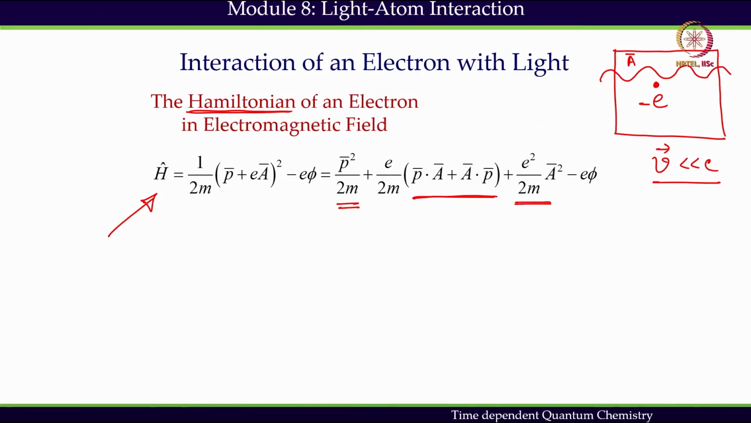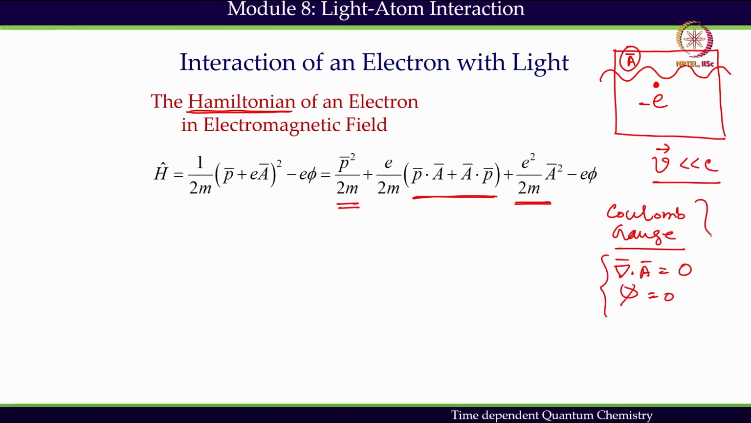Because we have already said that we'll use a certain additional condition to define A. There is an A which originates due to propagation of light in the medium, but we are going to define A in a certain way. The gauge condition we have used is the Coulomb gauge, where we have used A to be divergenceless and phi to be 0. This is the gauge condition we have used.